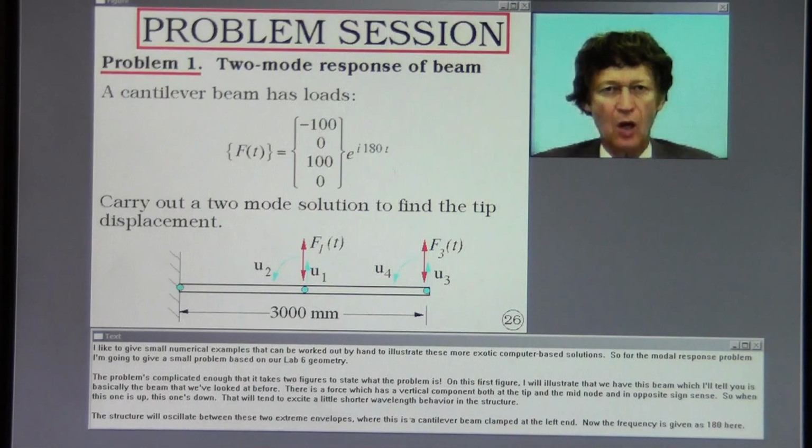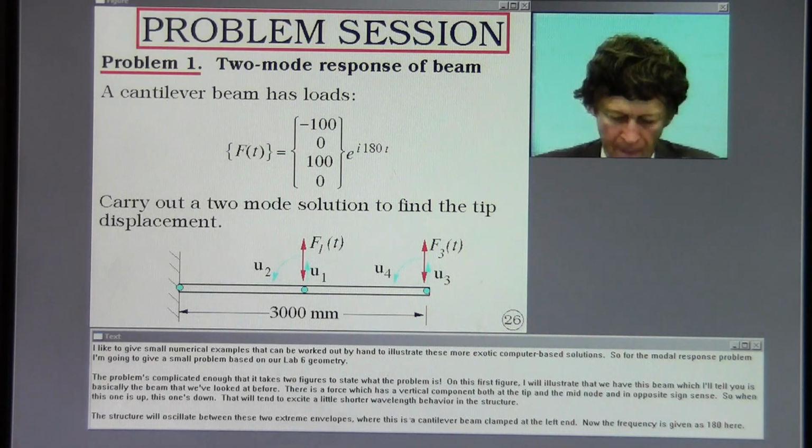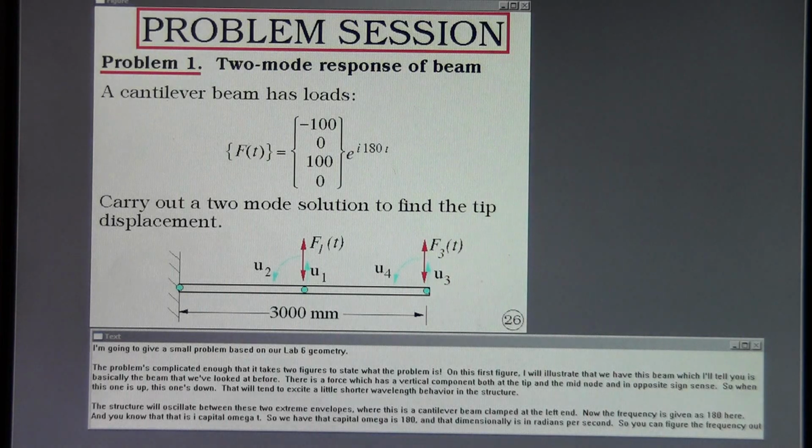I like to give small numerical examples that can be worked out by hand to illustrate these more exotic computer-based solutions. So for the modal response problem, I'm going to give a small problem based on our Lab 6 geometry. The problem's complicated enough that it takes two figures to state what the problem is. On this first figure, I will illustrate that we have this beam, which I'll tell you is basically the beam that we've looked at before.